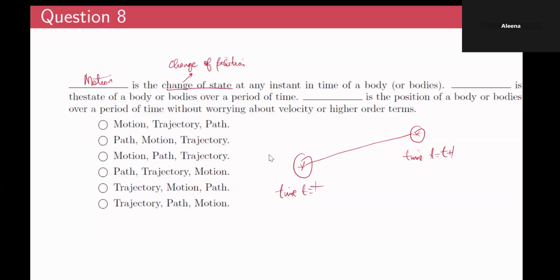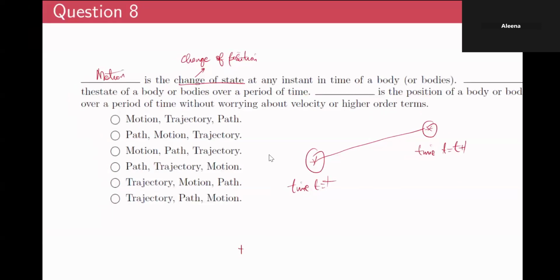And the second statement is dash is the state of a body or bodies over a period of time. And the third statement is dash is the position of a body or bodies over a period of time without worrying about position or higher order terms. So we'll go with the third statement. That seems to be easier. So if we have a start position, probably like so, start position, and we have this end position.